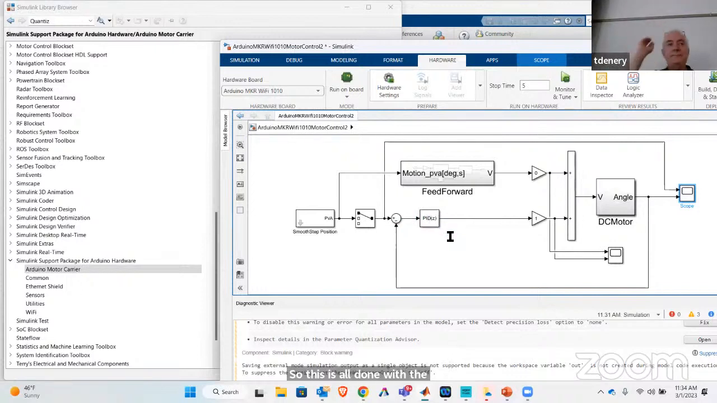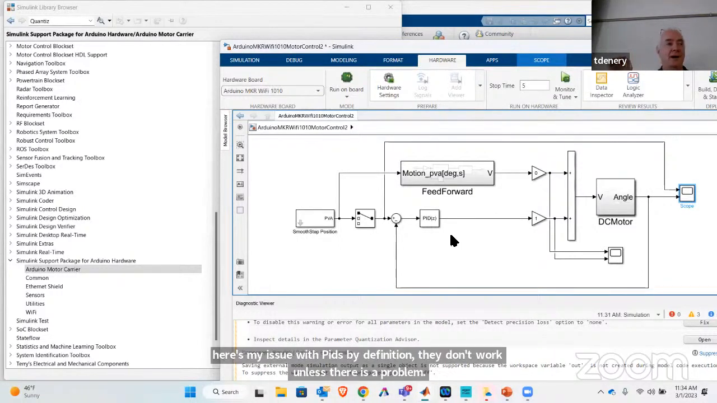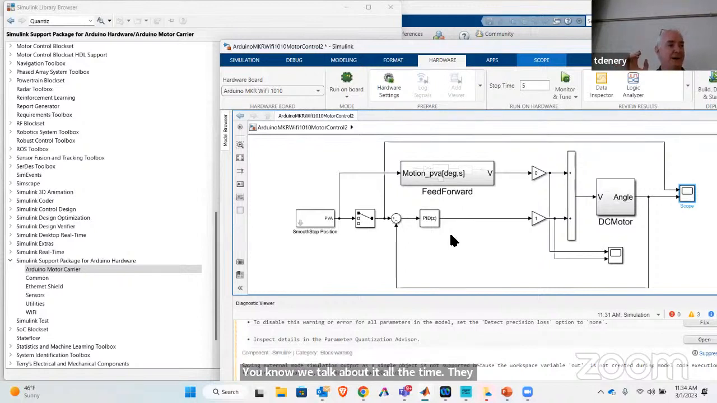And here's my issue with PIDs. By definition, they don't work unless there is a problem. We talk about it all the time: they operate on the error. If there is no error, the PID will do nothing for you. Now, don't take that as me not believing in feedback. I think feedback is absolutely essential. But that idea motivates me to do this in a little bit better way.